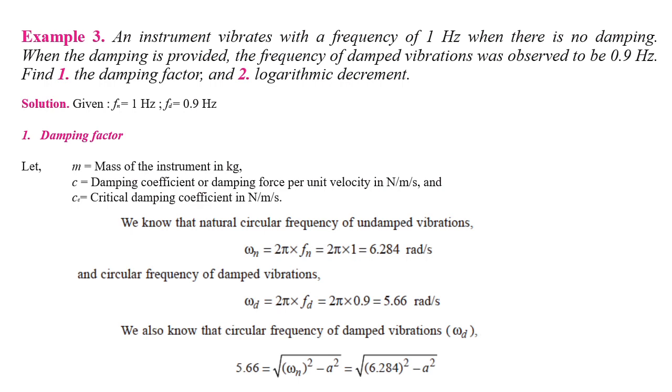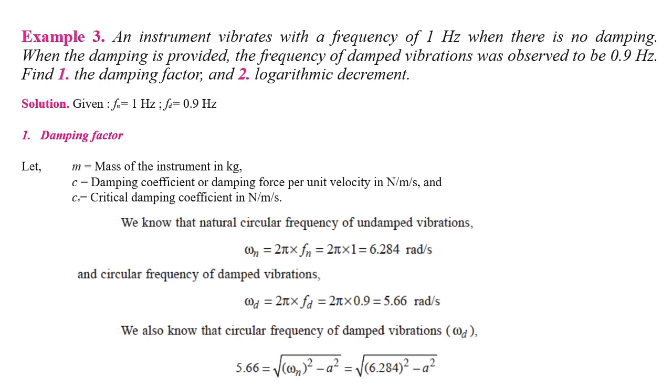I will get the value of x1 upon x2. Once I have the value of x1 upon x2, put it in the formula of delta, that is logarithmic decrement, log to the base e of x1 upon x2 is equal to twice pi a upon square root of omega n square minus a square. Find the value of a, and then put the value of a in the formula of c: C is equal to a into twice m. Find the value of c. Pause the video and check the calculation once again. You will get the answer of a is equal to 7.65 Newton per meter per second.